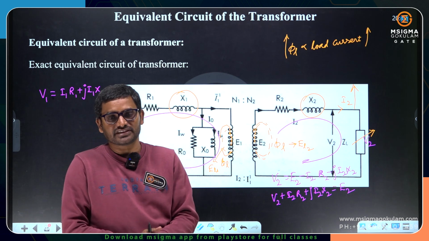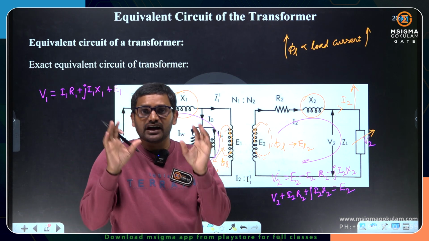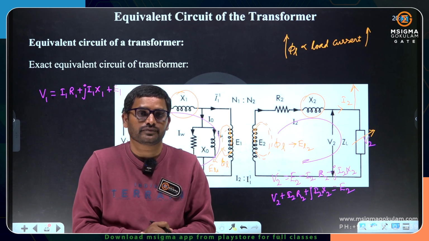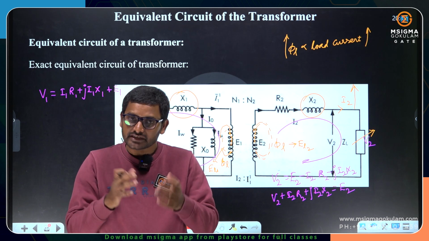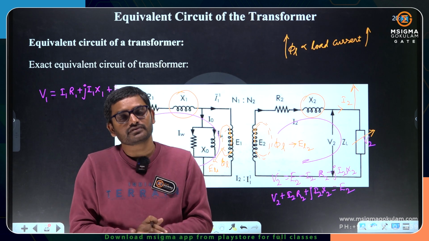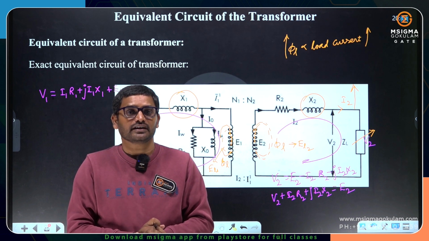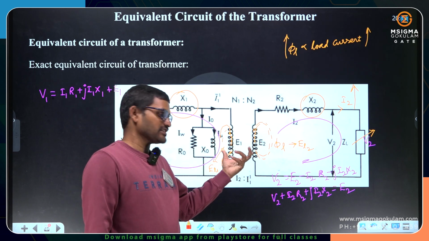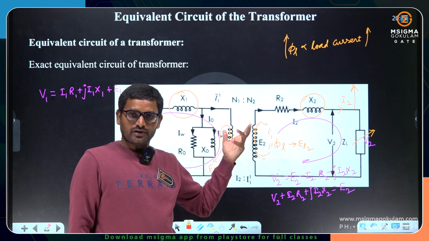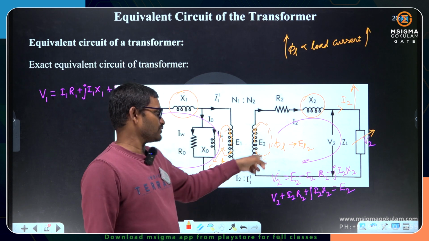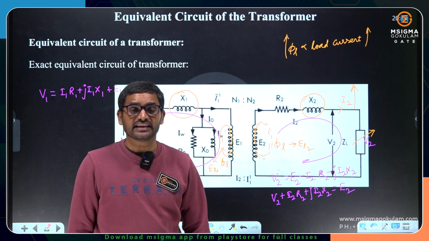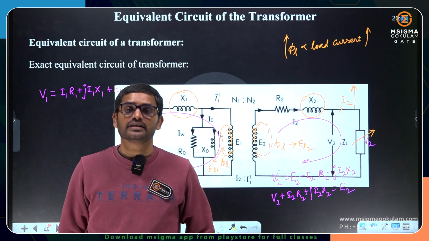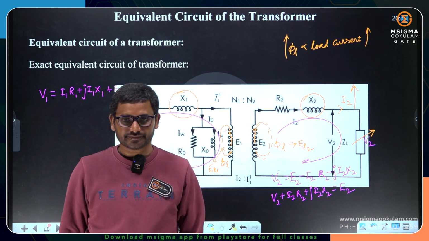Same as the superposition theorem. In a circuit, if you have 100 sources, you need to solve 100 times according to the superposition theorem. If you have 10 voltage sources, you need to solve 10 times to get a response. Similarly, here also, as a transformer has two different voltages on the primary side and secondary side, you need to solve two equations. Think of a power system, so many transformers are there, so many voltage levels are there, so many equations you need to solve.